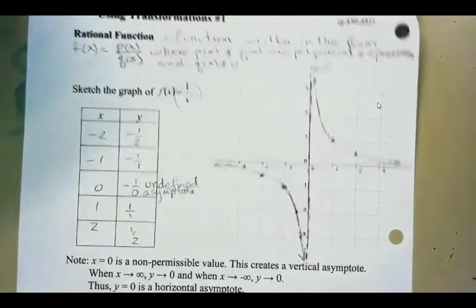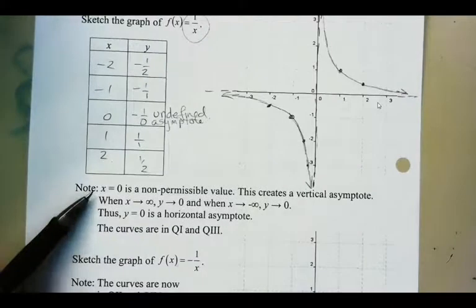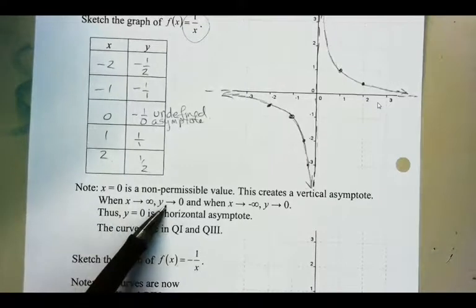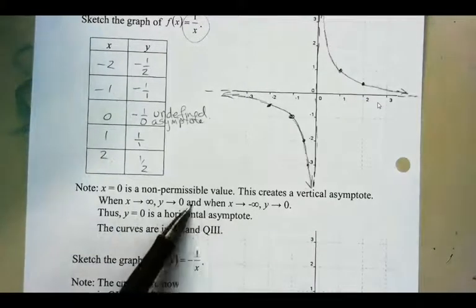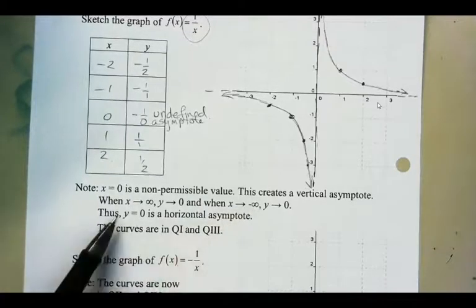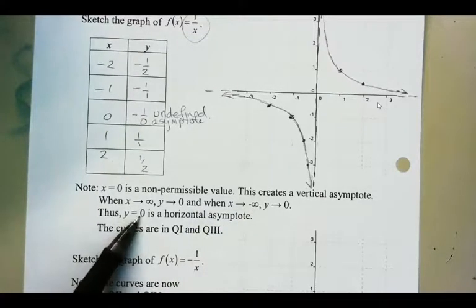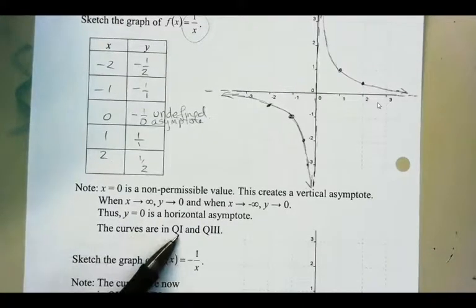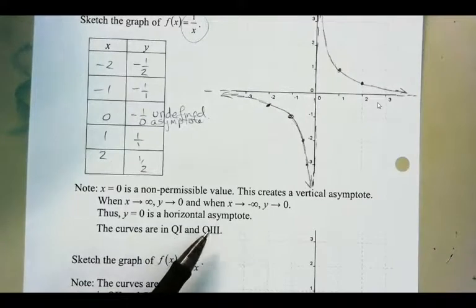All right, so just a reminder here, x equals 0 is non-permissible, so it creates a vertical asymptote. When x approaches infinity, y approaches 0, and when x approaches -infinity, y approaches 0. So y equals 0 is the horizontal asymptote. So the curves are going to end up in quadrant 1 and quadrant 3.